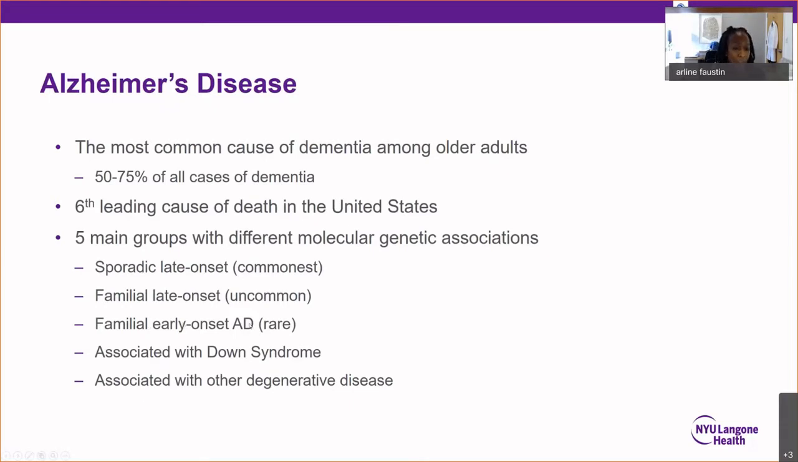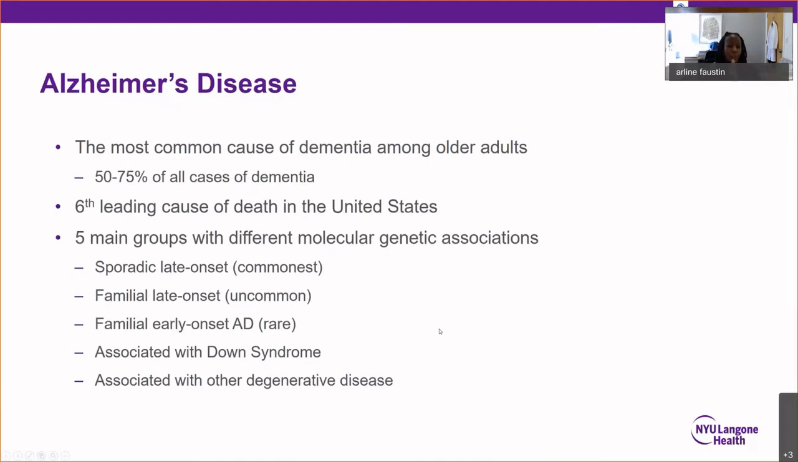Familial early onset AD, those are people who start feeling memory deficits in their 40s, their 50s, which is quite early to have deficits. And then you also have Alzheimer's disease associated with Down syndrome. Down syndrome is associated with the A beta protein, which I will talk about. And very many Down syndrome patients have Alzheimer's disease and will eventually develop it, usually in their 40s. And the other type of Alzheimer's disease is associated with other degenerative diseases.